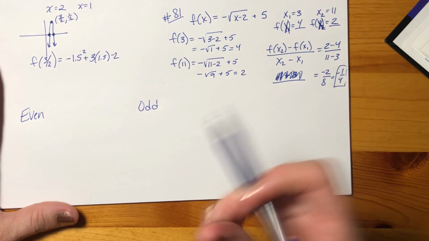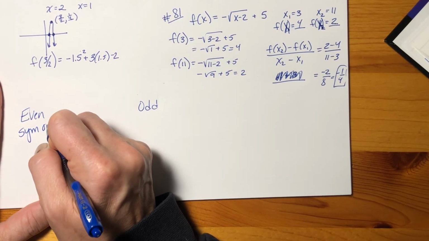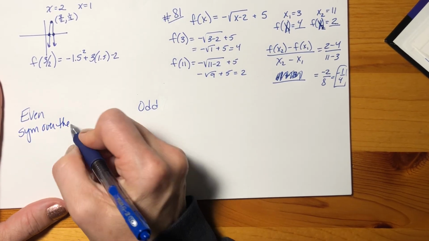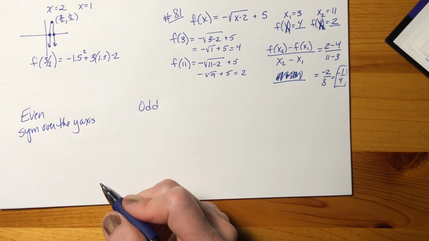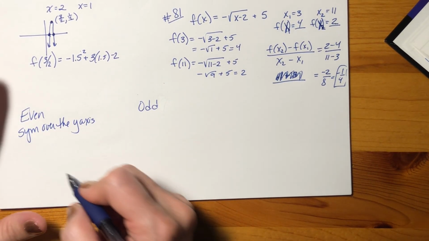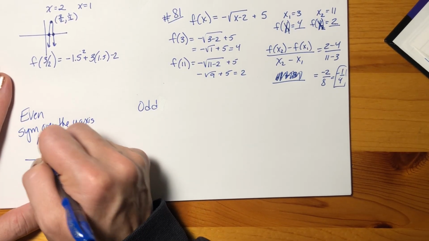Okay. So an even function is one that is symmetric over the origin. I'm sorry, no, over the y-axis. Definitely time to take a break. Whew. Okay, symmetric over the y-axis. So that would be a graph that looks like this, okay?